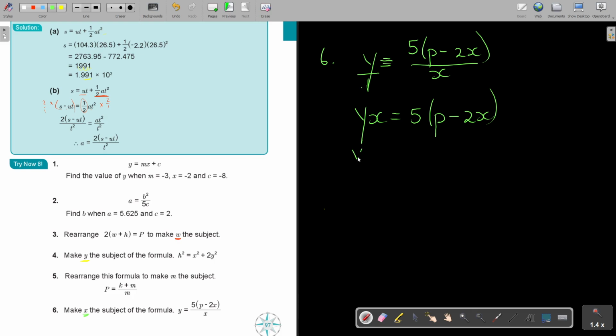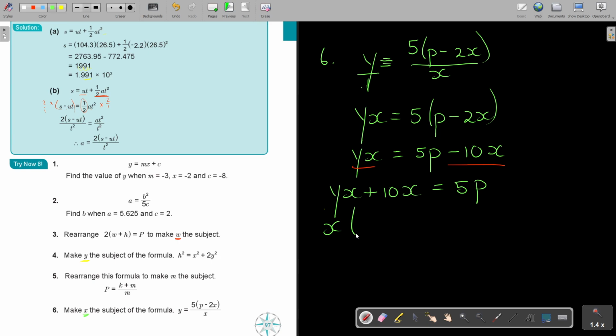So first multiply out now the brackets. So fractions away, brackets away. So 5p minus 10x. Now, because x must become the subject, get them on the same side and try to avoid negatives. So rather take it now to this side so that I don't have negative terms. Then take x out, just like the previous one, as a common factor. I'm taking x out as a common factor.